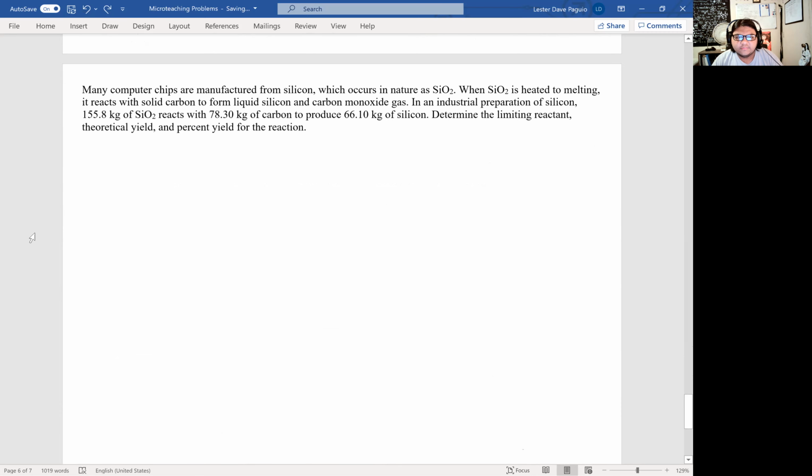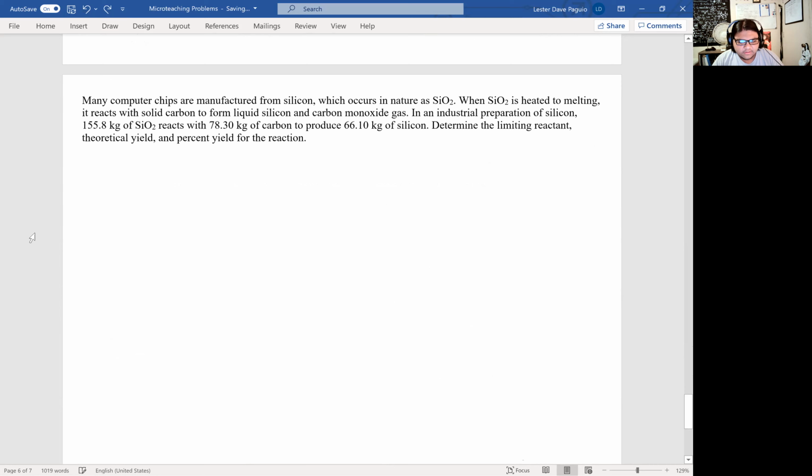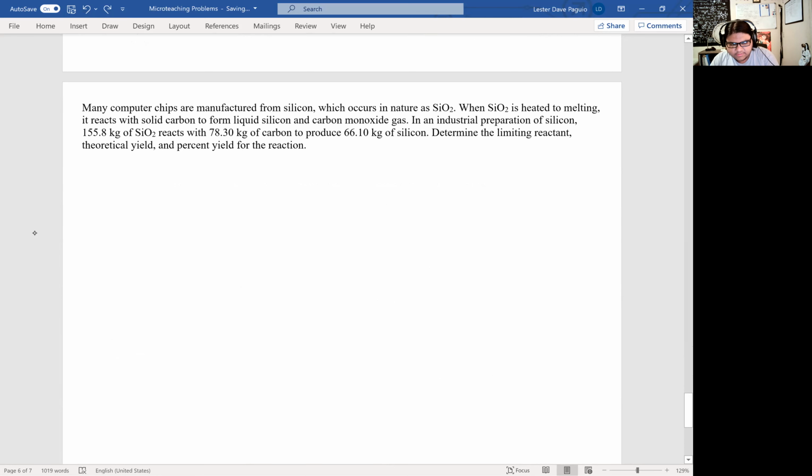Now the second problem in here. We were given that many computer chips are manufactured from silicon, which occurs in nature as silicon oxide. When silicon oxide is heated to melting, it reacts with solid carbon to form liquid silicon and carbon monoxide gas. In an industrial preparation of silicon, 155.8 kilograms of silicon oxide reacts with 78.30 kilograms of carbon to produce 66.1 kilograms of silicon. Determine the limiting reactant, theoretical yield, and the percent yield for this reaction.